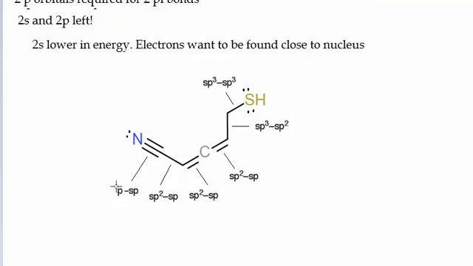Likewise, since we determined that the lone pair is going to be in the 2s, we know that this sigma bond located within the triple bond is going to be formed from a p orbital from nitrogen and an sp hybrid orbital from the carbon here.